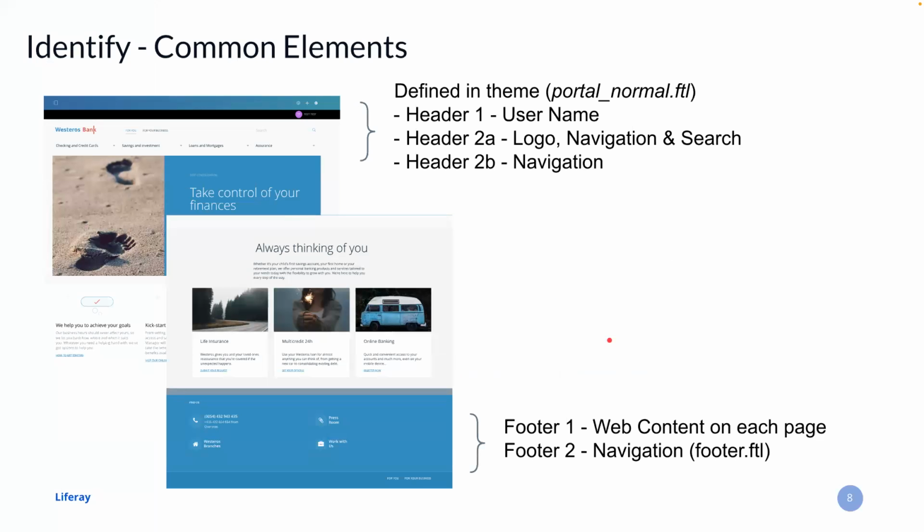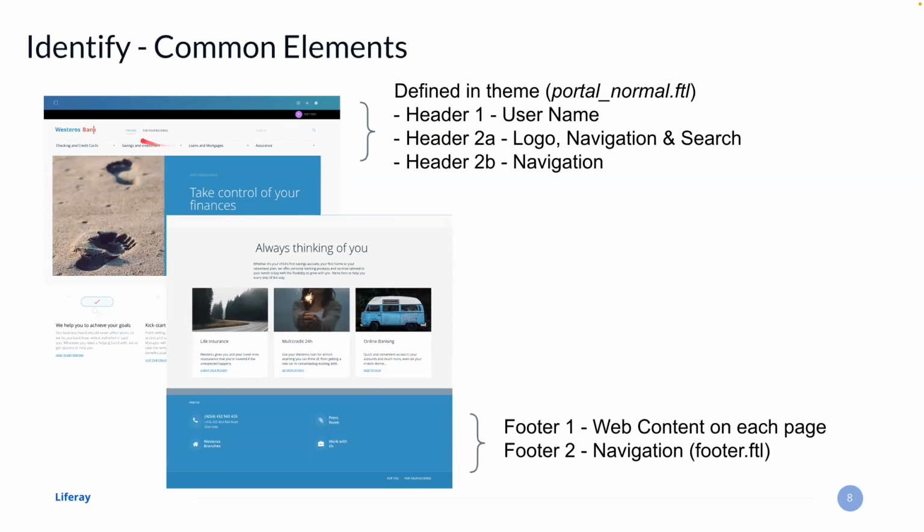So the first thing we want to do is identify any common elements that we have. We take this example that I've got right here. Some of you might recognize this is the old Westeros theme that Liferay provided back in 7.0, and I think it was in the marketplace for some of the other versions too.